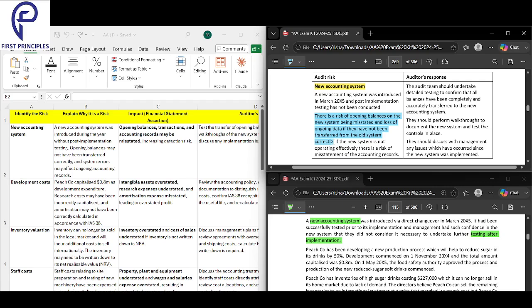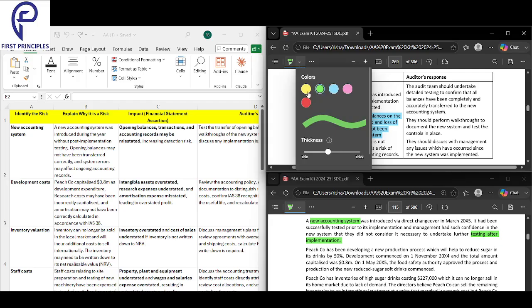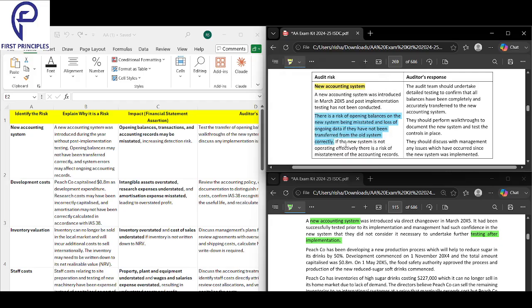There's a risk of the opening balance on the new system being misstated, and there's some loss of ongoing data. If the transfer is not done correctly, there will be some loss, and the new balance in the new system will be a wrong balance. So what will be the impact of such a situation?